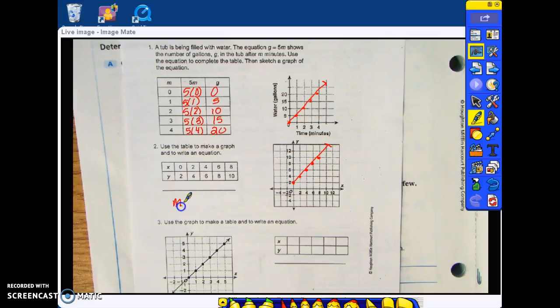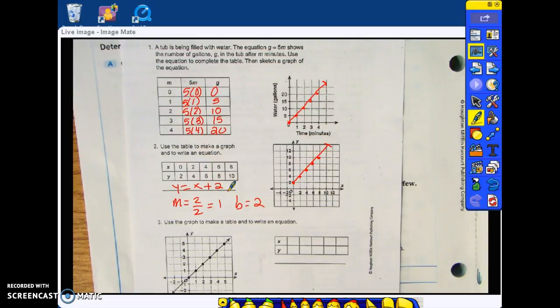Our slope, we're going from 2 to 4, and from 0 to 2, that's 2 over 2, which simplifies to 1. Our y-intercept, where it crosses the y-axis, is at 2. So now we plug these two numbers into y equals mx plus b, and we get y equals x plus 2. Our slope is 1, so we do not have to write that, because anything times 1 is itself.